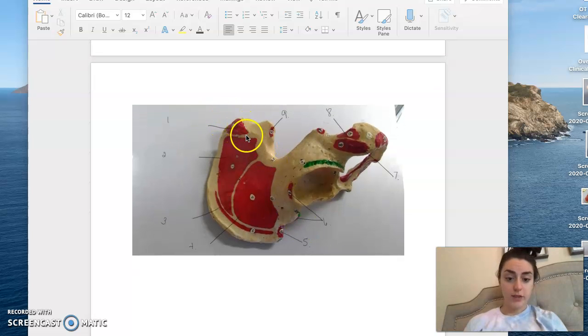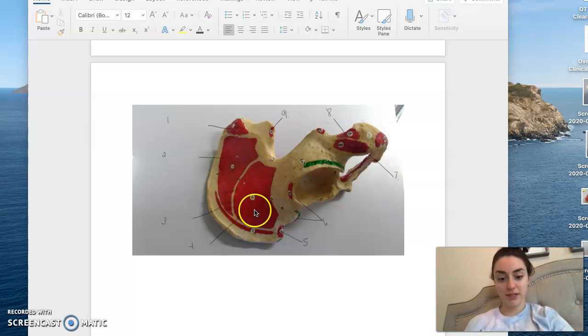Alright, and then on the last picture, we've got number 1 right here as the origin of the gluteus maximus. Number 2 would be the origin of the gluteus medius. That sounded weird. And then number 3 would be the origin of the tensor fasciae latae. And number 4 would be the origin of the gluteus minimus.